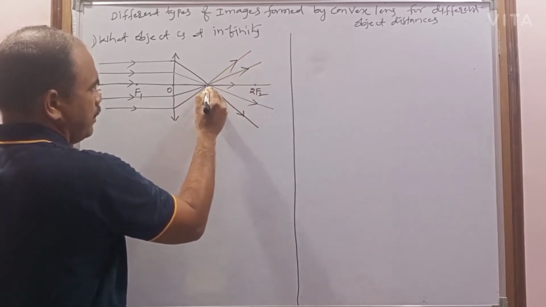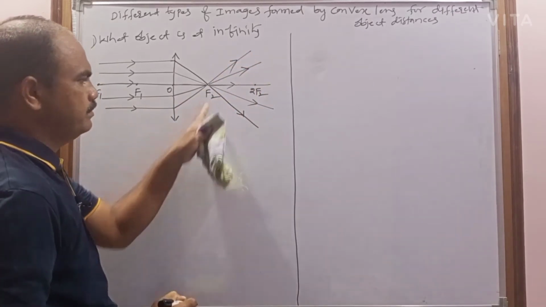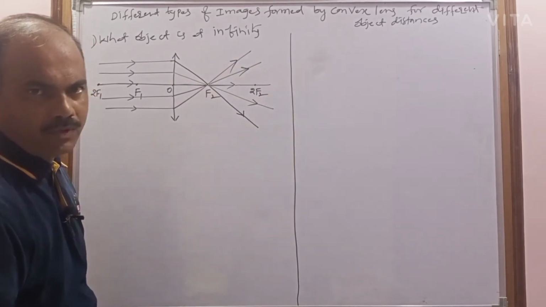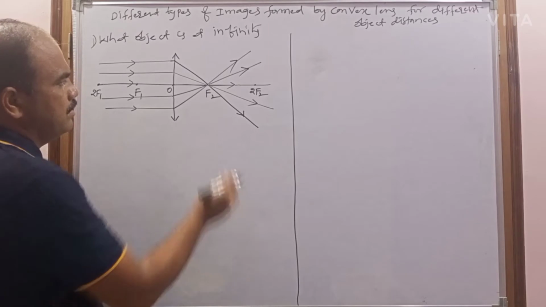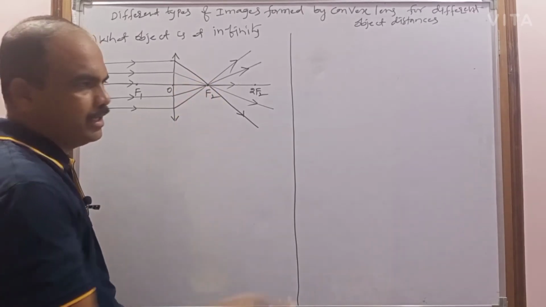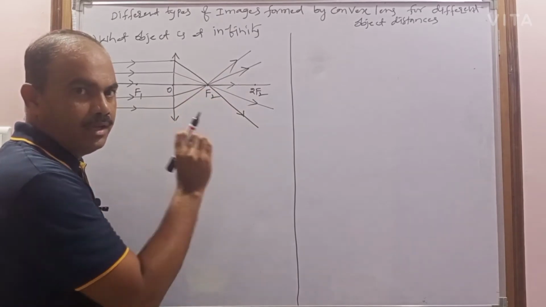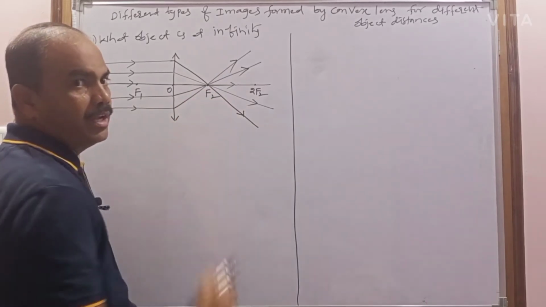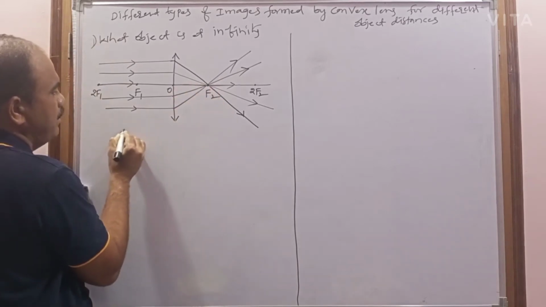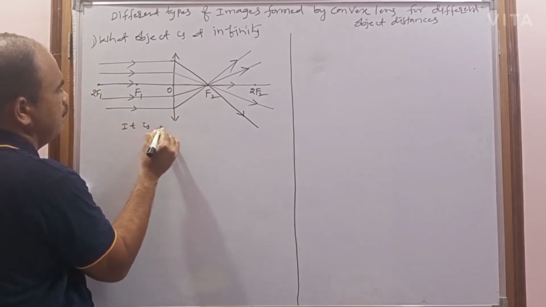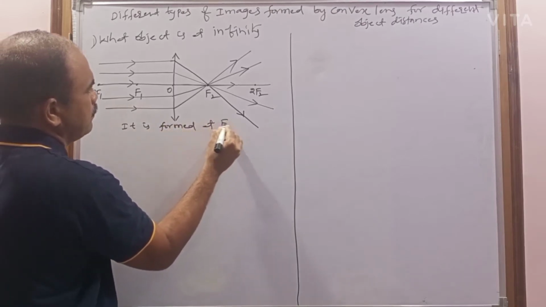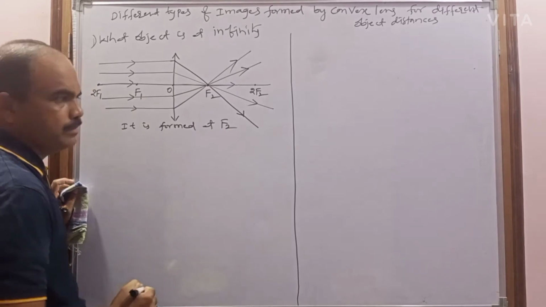Now where is the image forming? At F2. The image is formed at the other focus. This image is formed due to the real intersection of the refracted rays, so it is called a real image. It is highly diminished and inverted. So first write the position where it is formed: at F2, the second focus point.